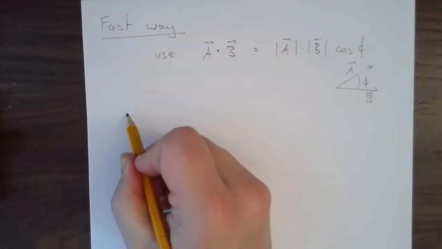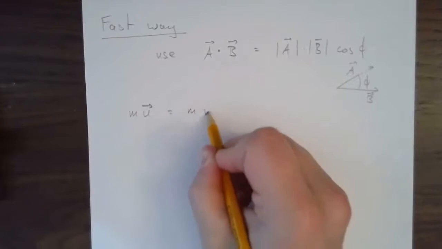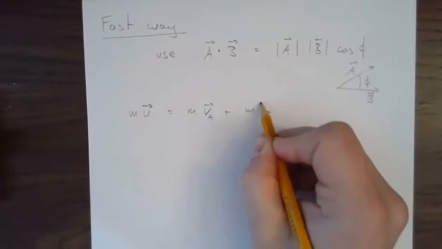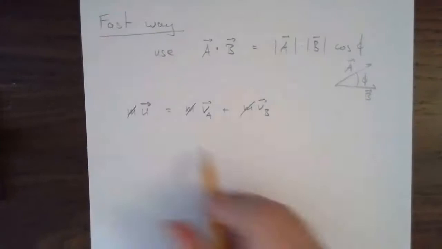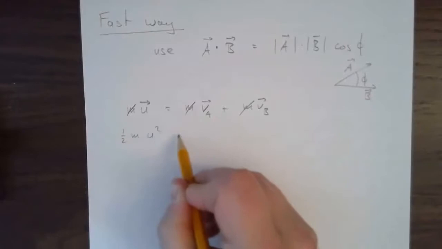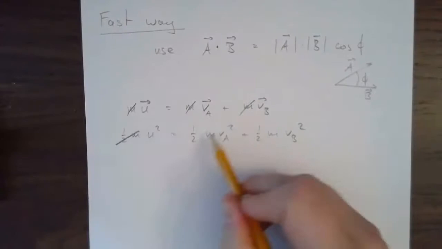Momentum conservation says this. m u, and write as a vector, is m va plus m vb. So I'm having, instead of writing it as components, I just write it as a vector equation. Momentum is conserved as a vector. I can, of course, just simplify it, cutting out the m's, right? Cancels out. Energy conservation says 1 half m u squared is 1 half m va squared plus 1 half m vb squared. Again, I can simplify this, half m, half m, half m.